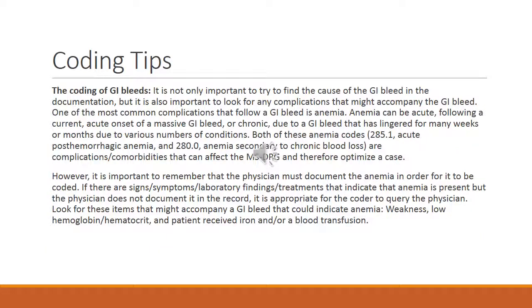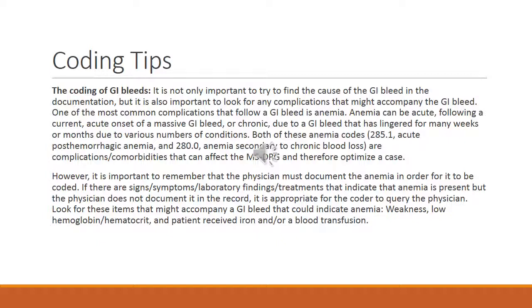Okay, next, the coding of GI bleeds. It's not only important to try to find the cause of the GI bleed in the documentation, but it's also important to look for any complications that might accompany the GI bleed. One of the most common complications that follow a GI bleed is anemia. Anemia can be acute following a current acute onset of a massive GI bleed, or chronic due to a GI bleed that has lingered for many weeks or months due to various conditions.